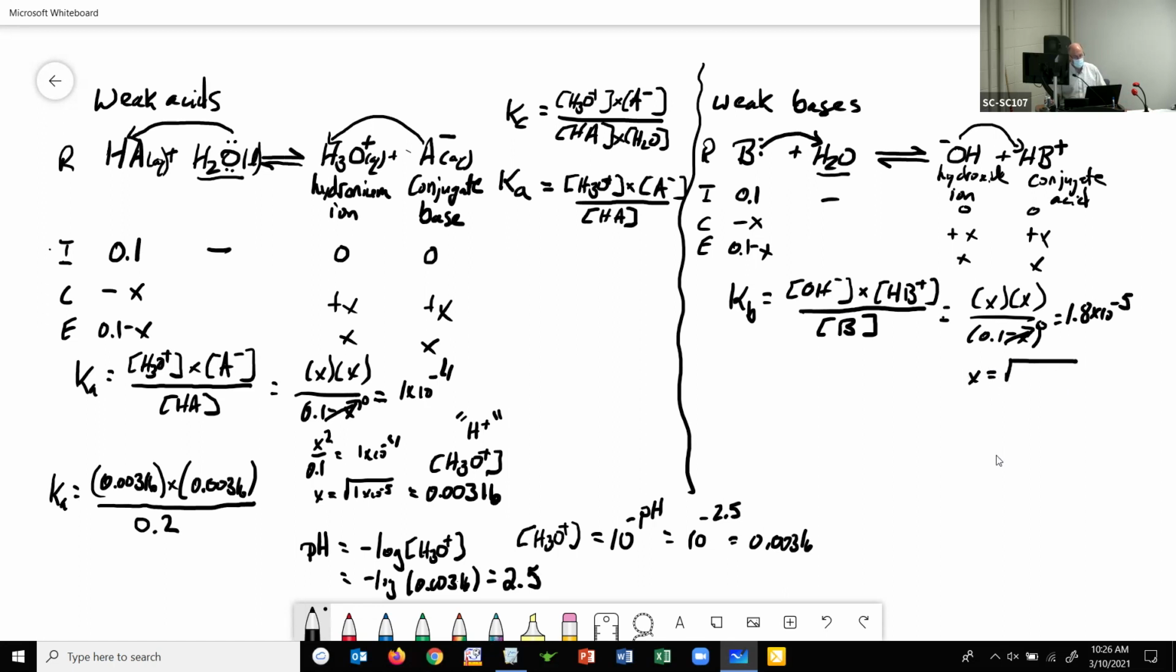So I'm going to do two steps in one. I'm going to move the 0.1 over and take the square root. X is equal to the square root of 1.8 times 10 to the negative 6. Square root, second exponent, equals 0.00134.